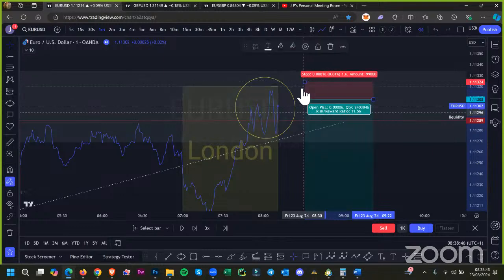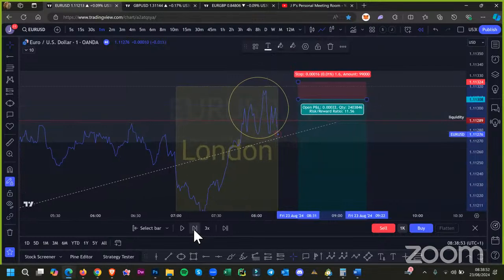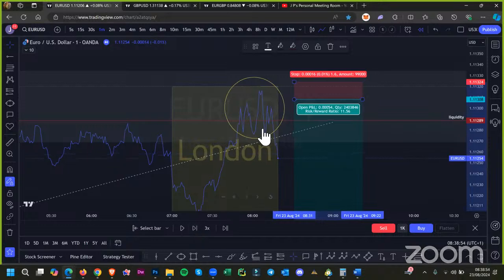Now, if we watch it play out, the market actually came and made another M. Let me look at the candles. Really, this one here was the one that got me involved.